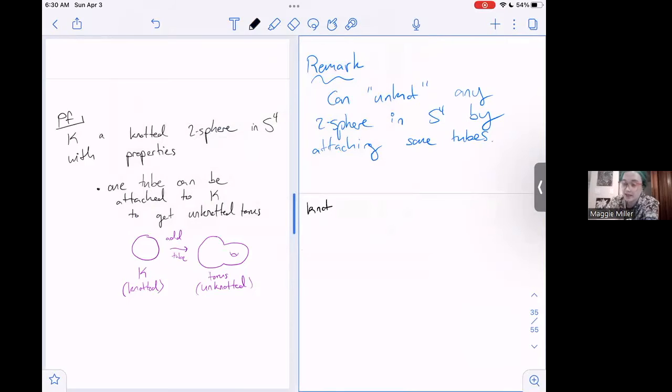So I'm going to draw a knot in a very suggestive way, where I'm going to remember that every knot bounds a Seifert surface. So I'm going to draw the trefoil where I can really see the Seifert surface. So here's my picture of the trefoil.